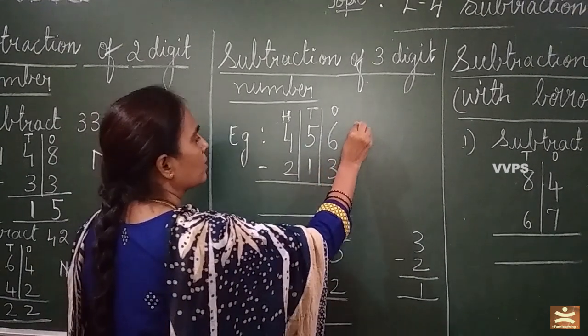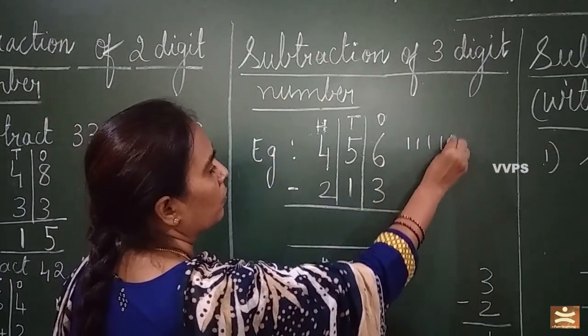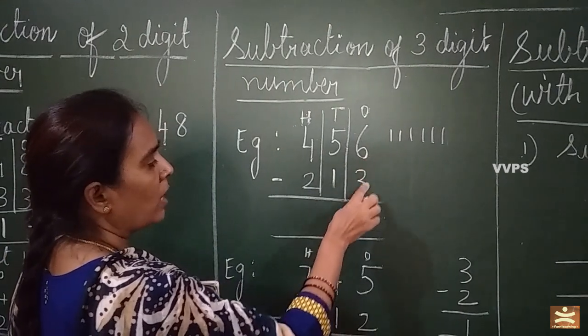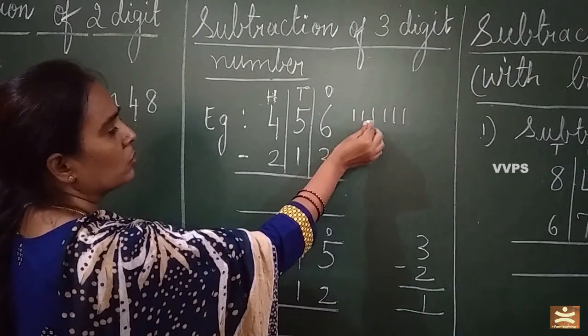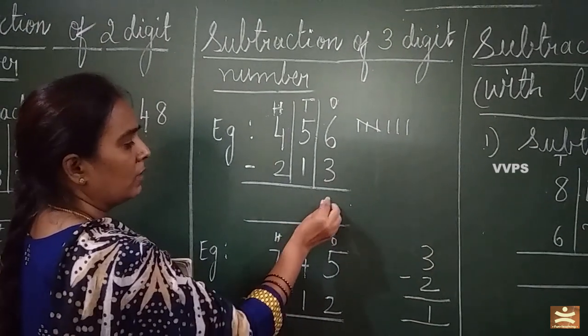So draw 6 lines. Okay, so 6 lines, children. 1, 2, 3, 4, 5, 6. So from 6 you have to subtract 3. 1, 2, 3. 3 goes, means 1, 2, 3. So 3 will be the answer.